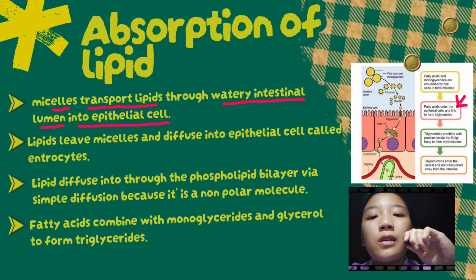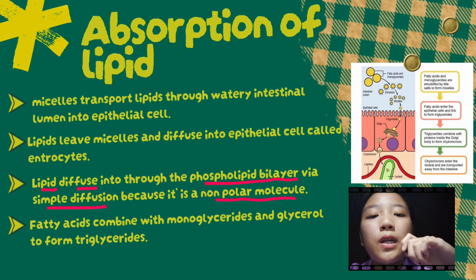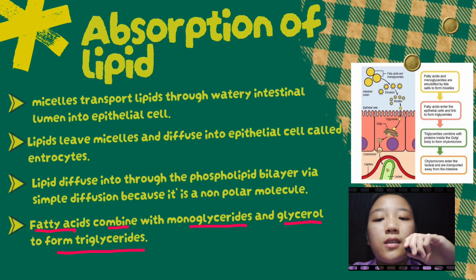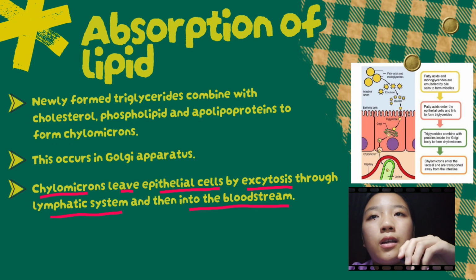These micelles transport lipids through the watery intestinal lumen to the epithelial cells, also known as enterocytes, via simple diffusion because they are non-polar molecules. Inside the cells, fatty acids recombine with monoglycerides to form triglycerides. The triglycerides then combine with cholesterol, phospholipids, and apolipoprotein in the Golgi apparatus to form chylomicrons. Chylomicrons are then released into the lymphatic system and eventually enter the bloodstream for lipid transport throughout the entire body.